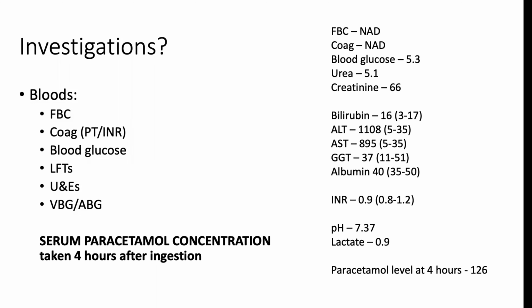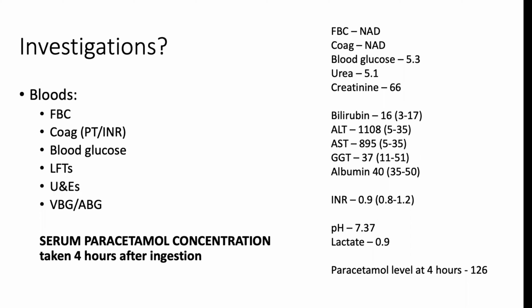So these are the blood results of the patient in the case. So just take a minute to look at those. So FBC and coag are normal. Blood glucose seems okay, as do the UNEs. Bilirubin's fine. The ALT is very high. The AST is also very high. Gamma GT is normal. Albumin's normal. The INR's fine. There's no evidence of any acidosis, and the lactate's fine too. But the paracetamol level at 4 hours is 126. So what do we do next?